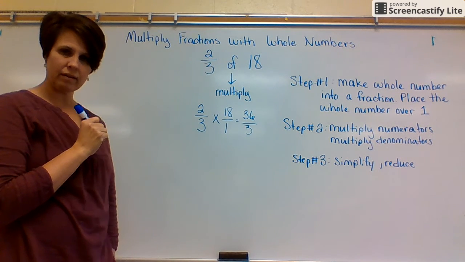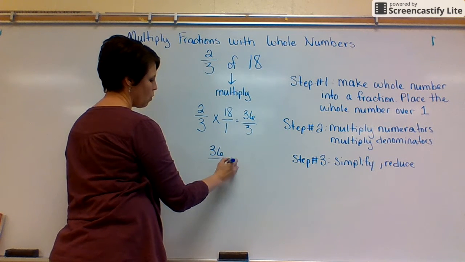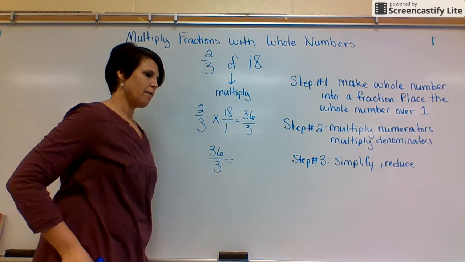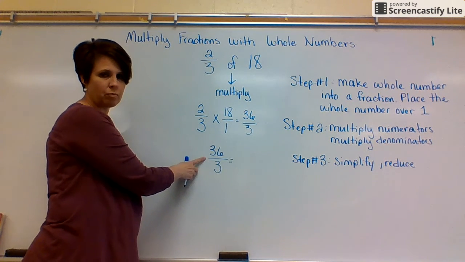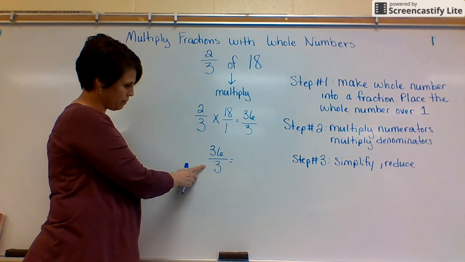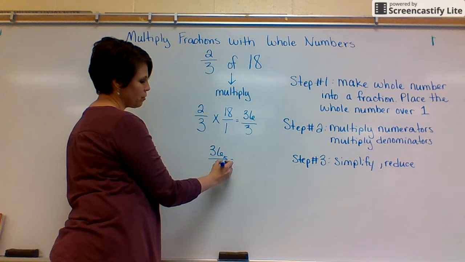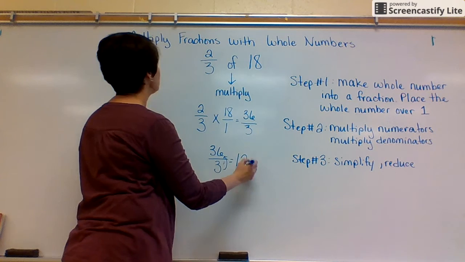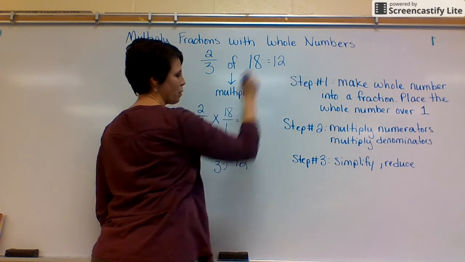Step number 3, we see if we can simplify or reduce that answer. And we have an improper fraction. An improper fraction is when the numerator is larger than the denominator. So we divide our denominator into our numerator. 36 divided by 3 is 12. So 2/3 of 18 is 12.